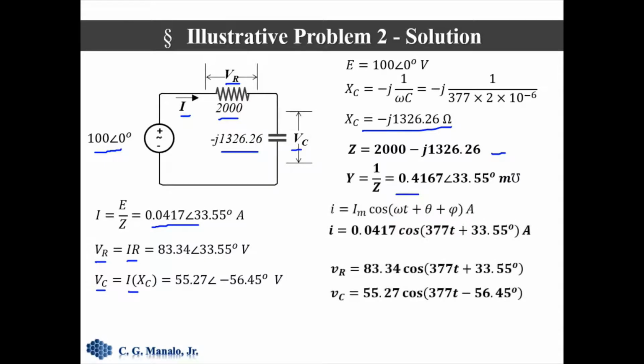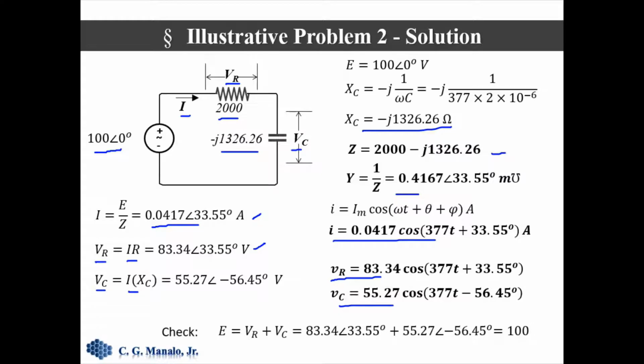And now that we have the phasor results of I, V sub R, and V sub C, we can determine the time domain expressions. This is for the current, this is for the voltage across the resistance, and this one is for the voltage across the capacitor.